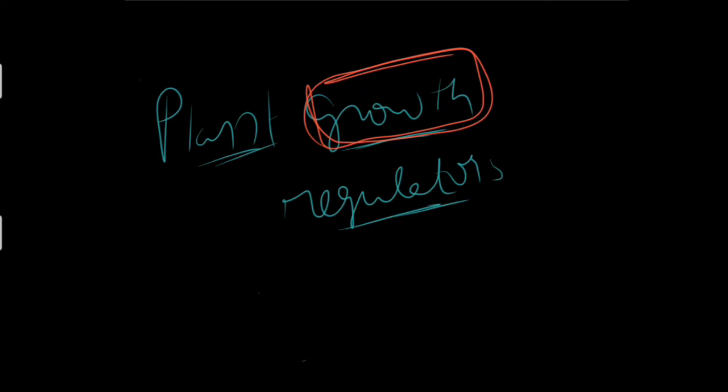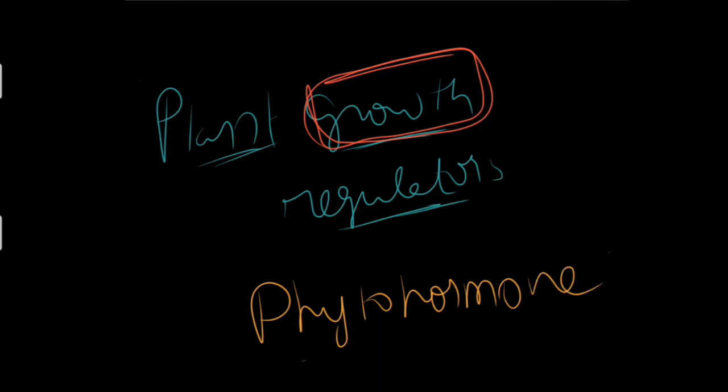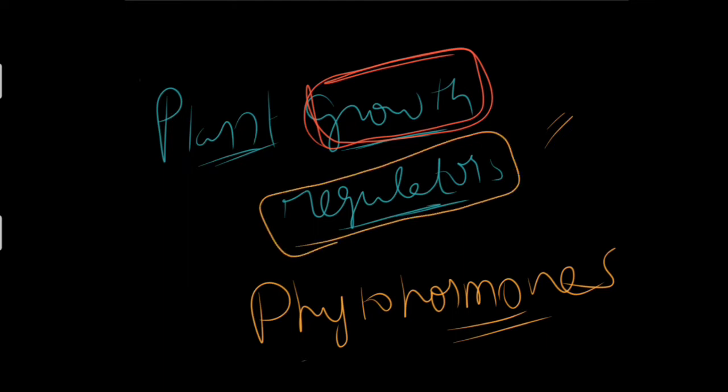The old name of these was phytohormones. They can be called either way, but we generally use plant growth regulators only. Why can't we call them plant growth promoters, or plant growth inhibitors? Why are we calling them regulators? Looking at the word, you can understand that they promote the growth of the plant as well as inhibit the growth of the plant. Both roles are there. So that is why we call them plant growth regulators. In short, we call them PGRs.